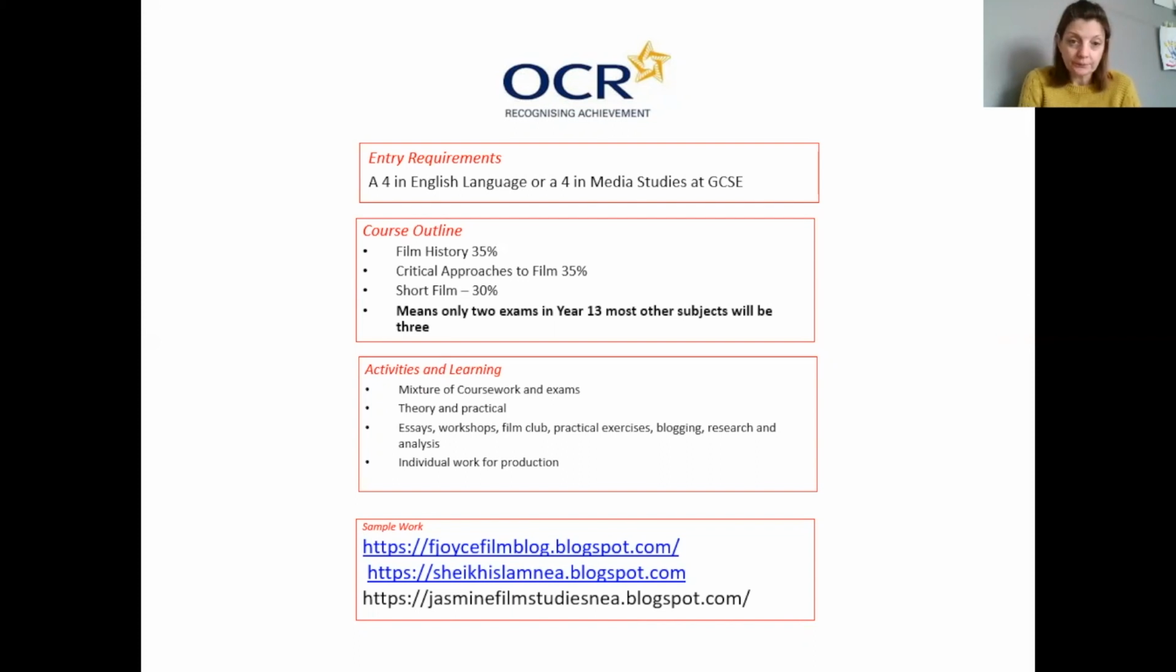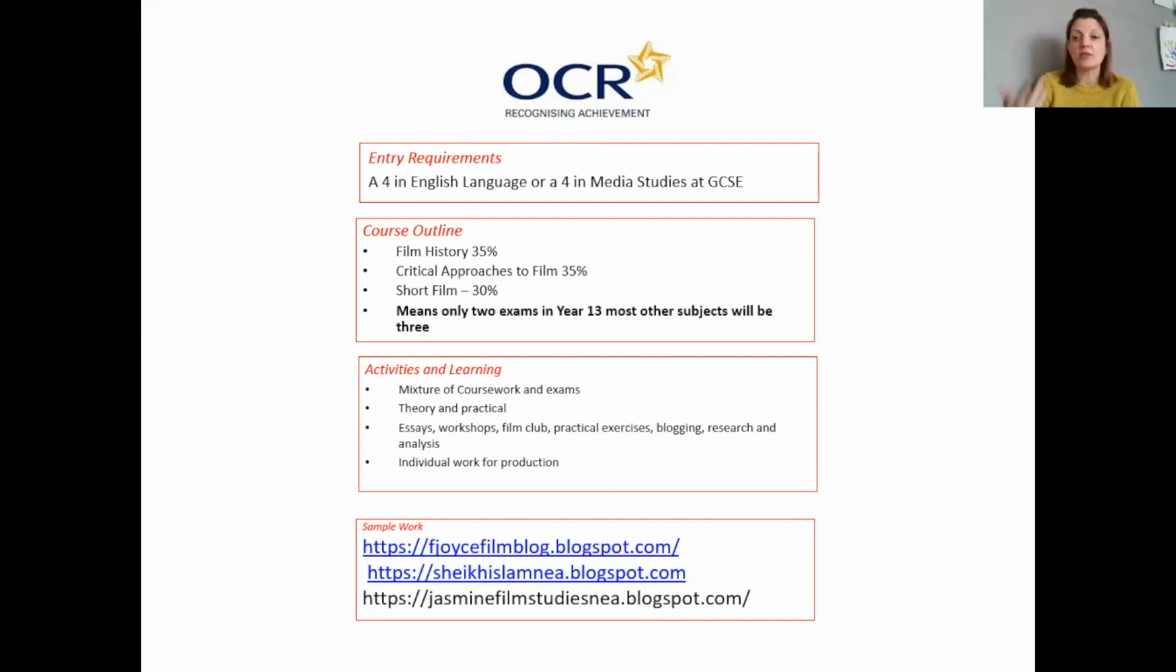So what it means, though, in terms of film studies compared to other A-levels, is that you only have 2 exams at the end of year 13 because you've already done 30% of the course in terms of the coursework. And the coursework is making either of those 2 products with an evaluation, of 1,500 words evaluation, which might sound like a lot, but when people start writing, they wish it was a lot more words. So, of course, we do a mixture of coursework and exams, theory and practical work.